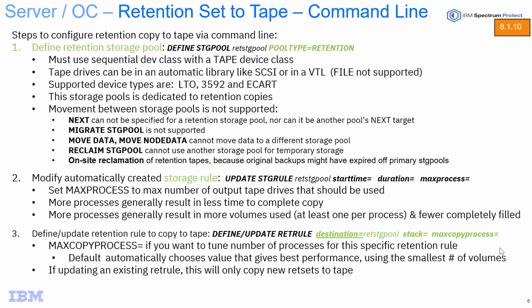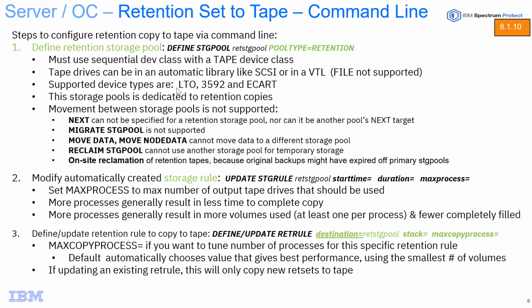So this can be done either from the Operations Center or command line. For the command line, you're first going to define the retention storage pool. And the new piece here is define storage pool, pool type equals retention. Now notice the storage pool name that we created, because we're going to also automatically create a storage rule with this same name. Now you have to use a sequential dev class with a tape device class. This could be an automatic library like SCSI or in a VTL. File is not supported. And we do support LTO, 3592, or eCart.